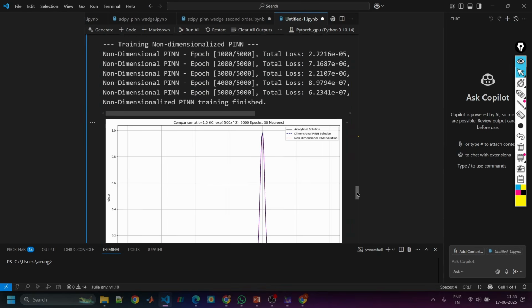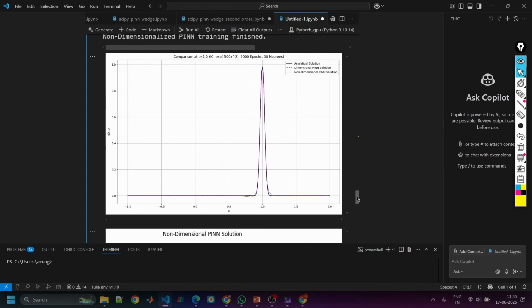So it has completed the simulation. Both of them give more or less the same result. But the solution of the non-dimensional PINN is slightly poorer than the basic PINN. So in this case, the basic PINN outperforms the non-dimensional PINN. But in some cases, if we have some convergence issue, the non-dimensional PINN is the only choice.